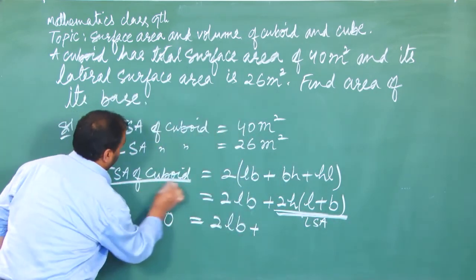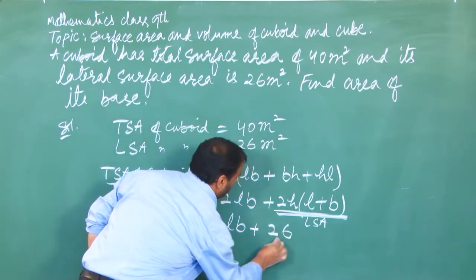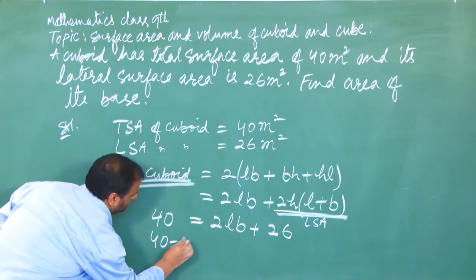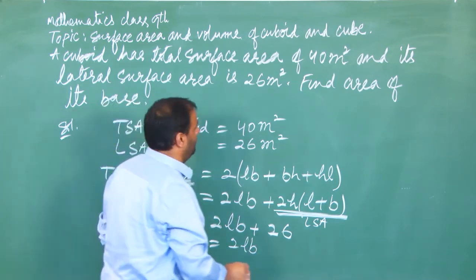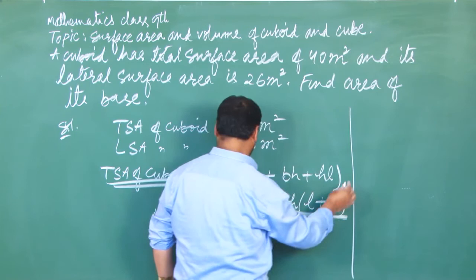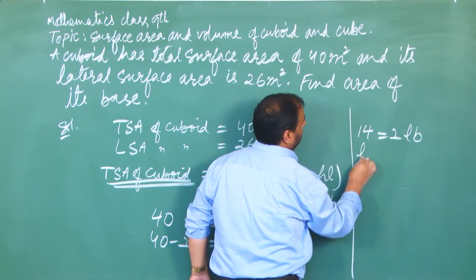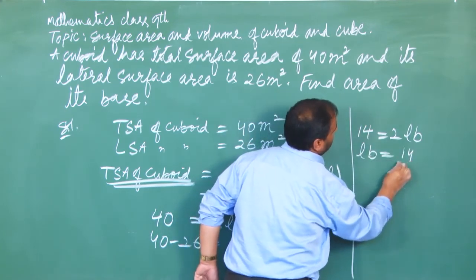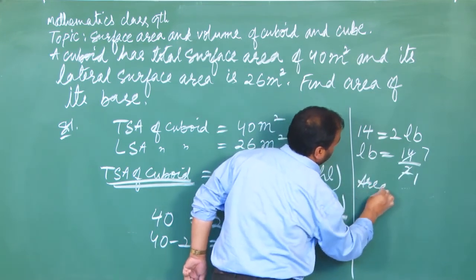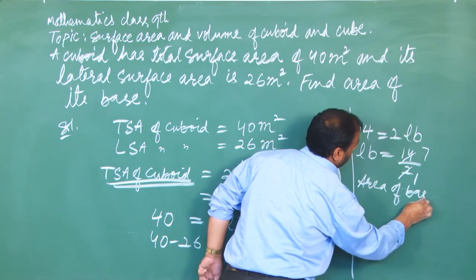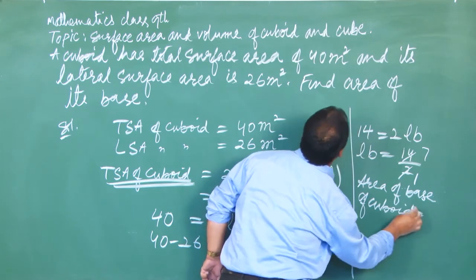Total surface area of cuboid is 40 and lateral surface area of cuboid is 26. Transpose 26 to the left and subtract it from 40. What do you get? 14 is equal to 2 times length into breadth, and length into breadth is the area of the base. It becomes 7. So the area of base of that cuboid is 7 meters square.